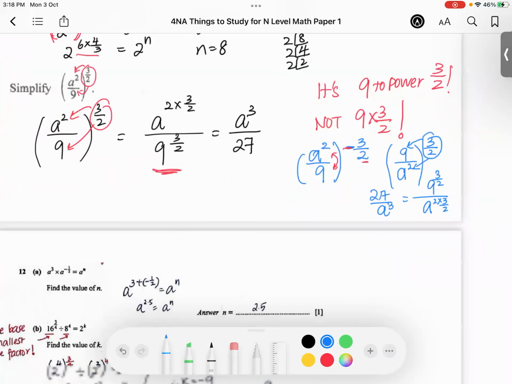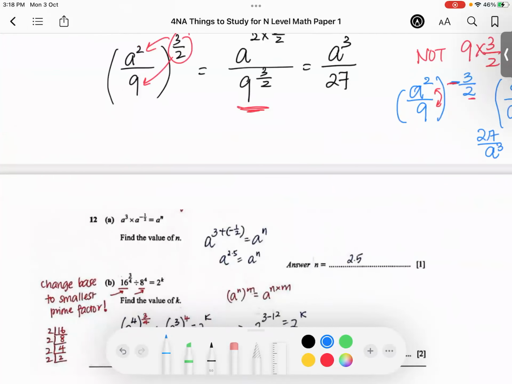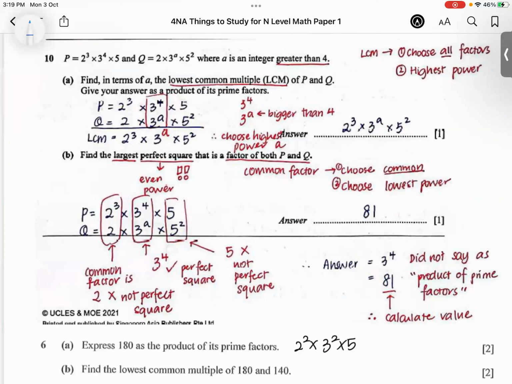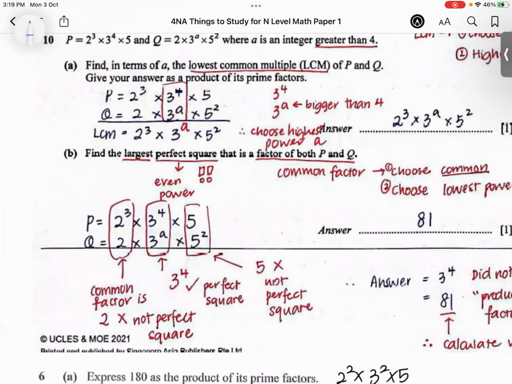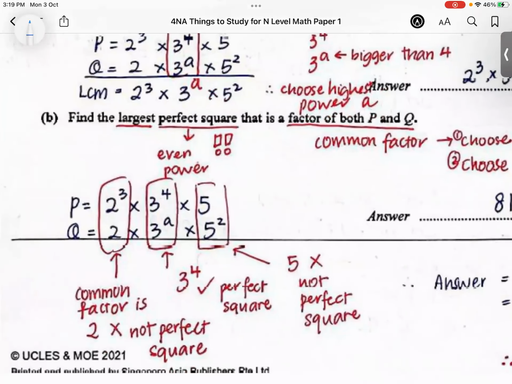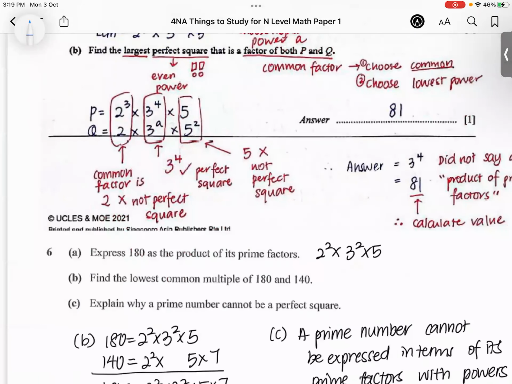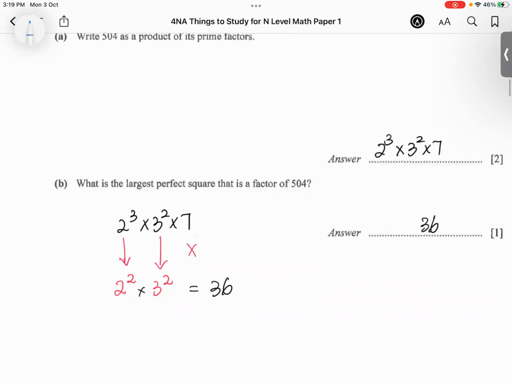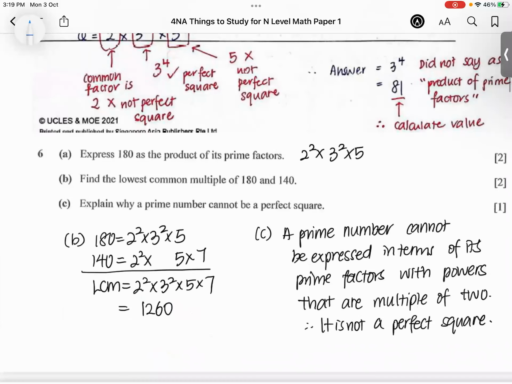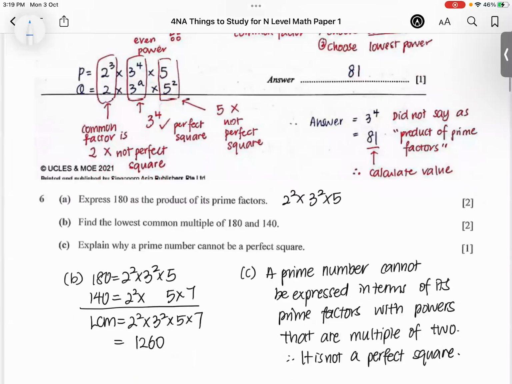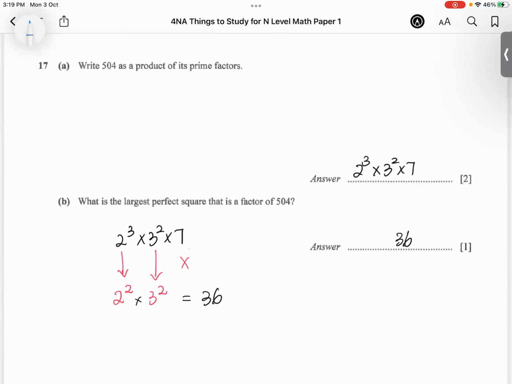Next question. Now I'm going to go through a little bit more, highlight a few points on this question. This one I already explained in the 2021 TYS paper. Just want to highlight this portion. Find the largest perfect square that is a factor of both P and Q. You'll notice this question is repeated for this one over here. This is in 2021. This one was in 2020. So they are actually the same type of question.